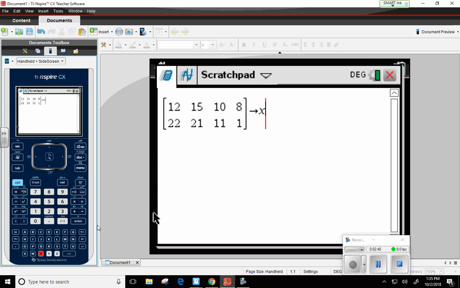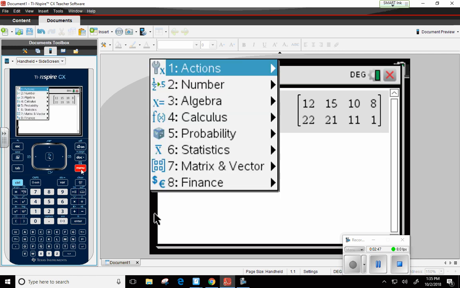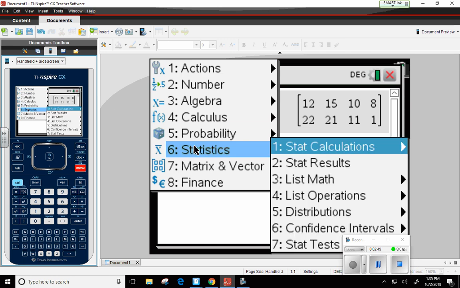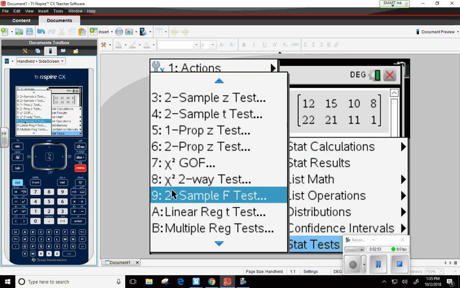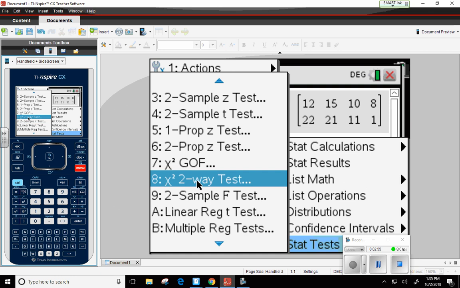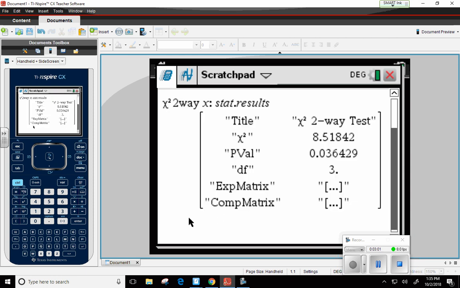Just like we've done before. And now walk me through the keystrokes again. I know I hit menu, Statistics, Stat Tests, Chi-squared, and we want the two-way. There we go. And then we'll type in the name of the matrix that has my observed values. And here we go. Okay, so on the paper, it says our chi-squared value is 8.52. So that matches up. But let's take a look.